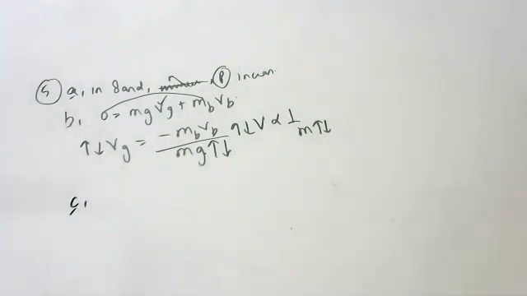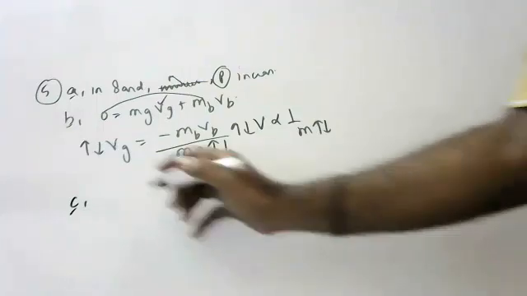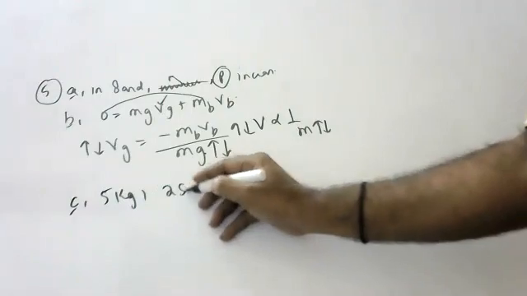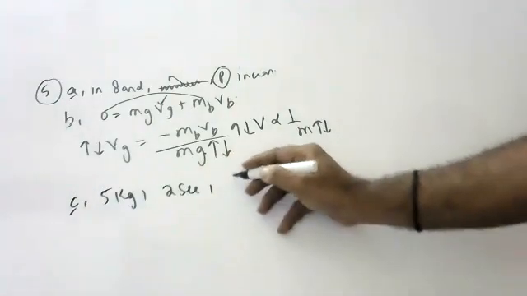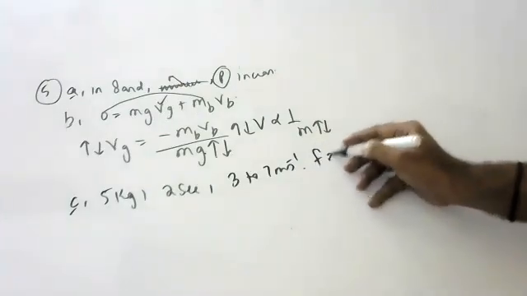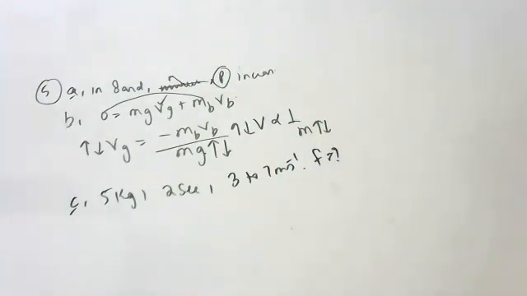A constant force acts on an object of 5 kg. Children, a body of 5 kg is there. A constant force is acting for 2 seconds. It increases the velocity from 3 to 7 meters per second. What is the force applied? Children, anyone? What is the force applied?